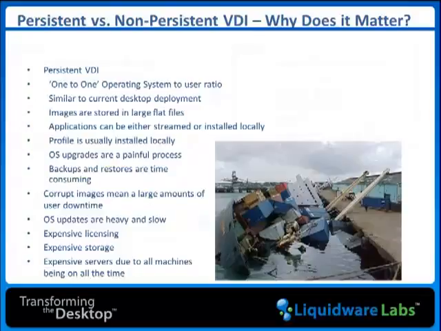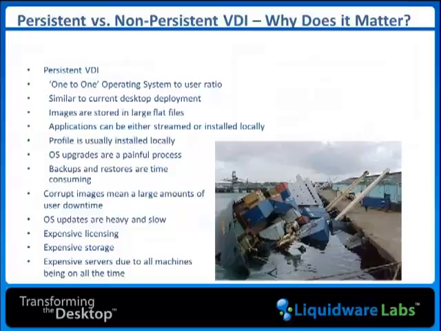OS upgrades are a painful process. Backups and restores are time-consuming. Corrupt images mean a large amount of user downtime. OS updates are heavy and slow. Expensive licensing, expensive storage, and expensive servers due to the machines being on all the time. Now, just a couple of things we're going to pick out and talk about as to why they are in such a current state of disrepair.